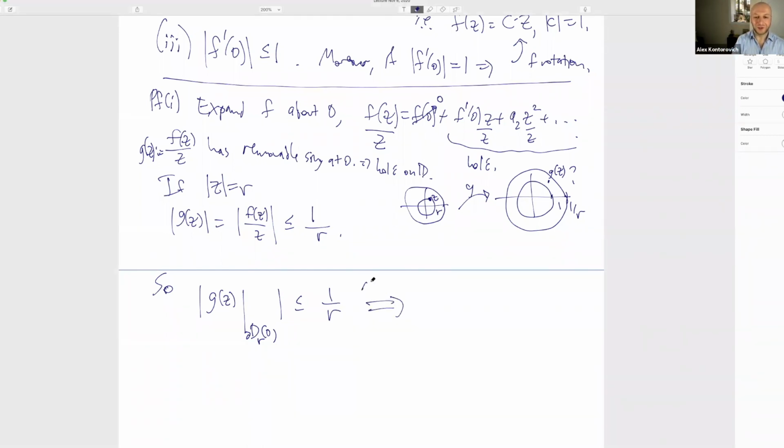So the maximum modulus principle tells us that g of z on the disk of radius r about 0, well, unless g is a constant. Okay, but even if it is a constant, it's bounded, let's say it's bounded by 1 over r. So every point in here is contained inside this disk of radius 1 over r. Does that make sense?